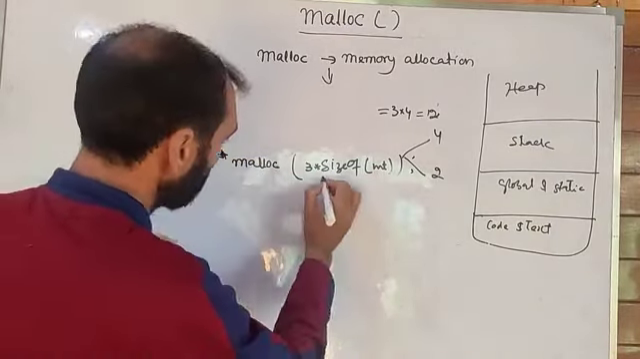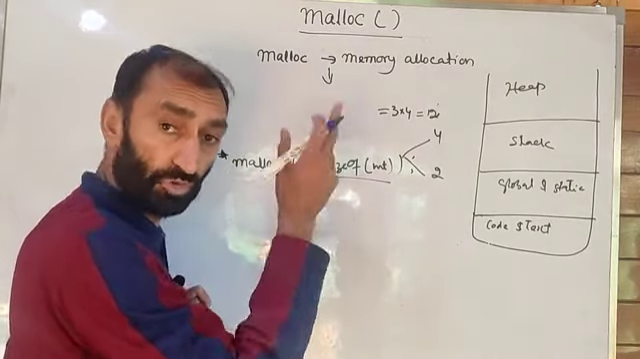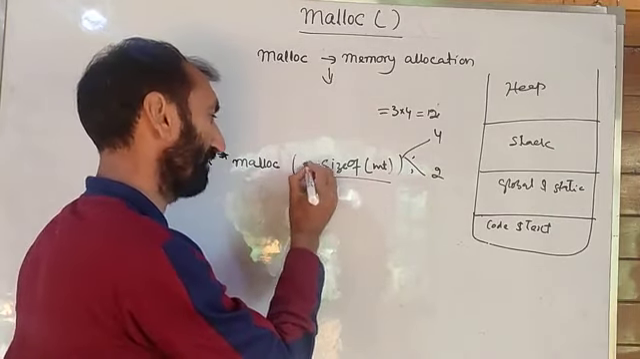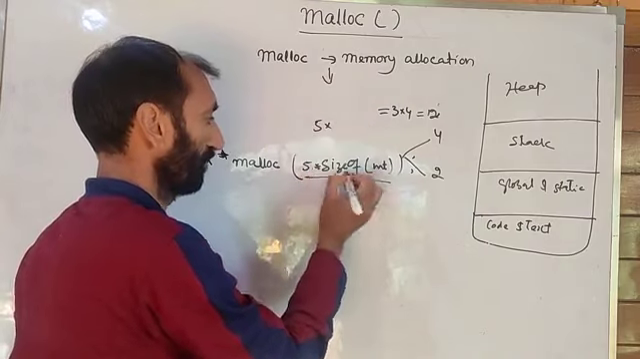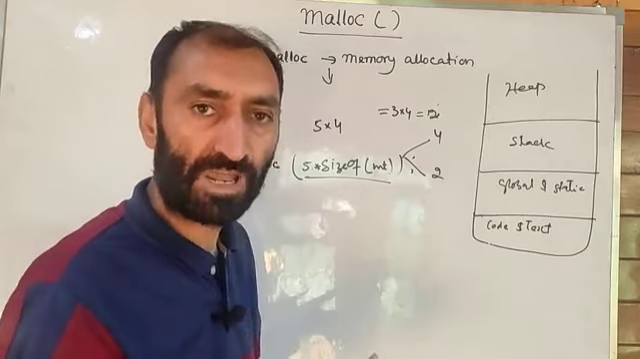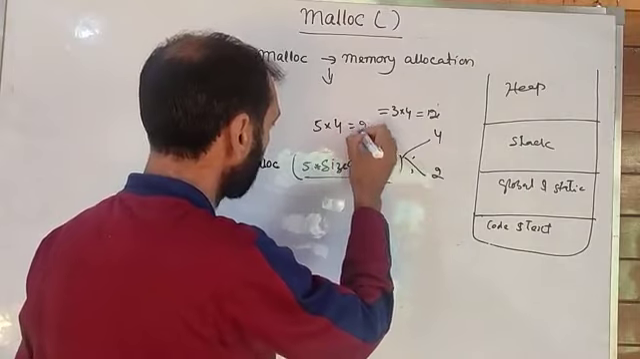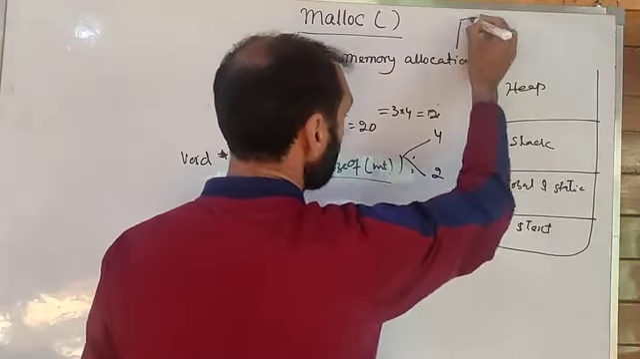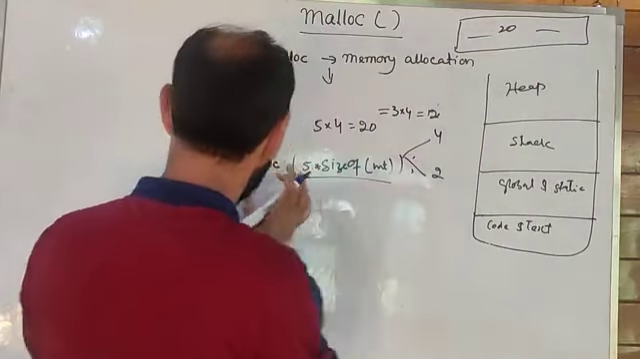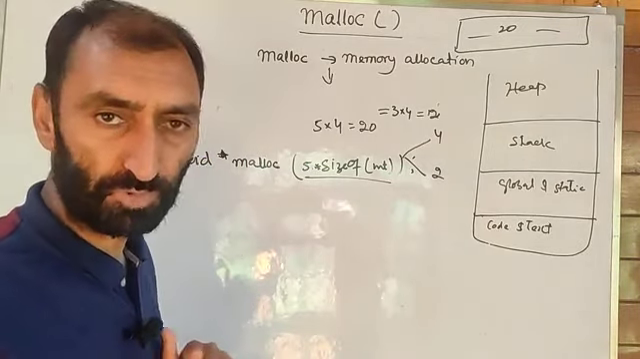And this is the sizeof operator, multiplied by how many elements you want to store. For example, instead of 3, if I want to store 5 elements, it will allocate 5 into 4. I assume that I am working on a machine which allocates 4 bytes to an integer. That means 4 into 5, 20 bytes of memory will be allocated. That means a complete block of 20 bytes will be allocated by the memory manager for the program dynamically.